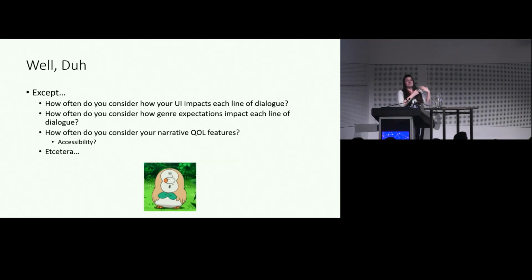What kind of expectations are people bringing to your game that are impacting how they understand the pacing? So, I do visual novels. People expect that they're going to be there reading for a long time. But if you're doing something like a narrative platformer, it might be about getting the balance between the text boxes and the jumping, right? Have you considered quality of life features for narrative?